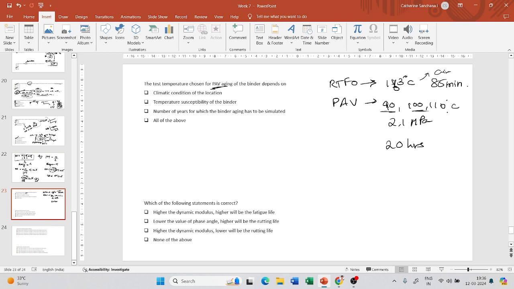So what temperature will you pick for doing the PAV aging of the bitumen? And we saw that it will depend on the temperature of the place. Okay, not the number of years or the temperature susceptibility. None of these options. So if the temperature of the place is cold, I am going to age the bitumen at 90 degrees Celsius. If it is mild, it is 90 degrees Celsius. If it is moderate, it is 100 degrees Celsius, and if it is high, it is 110 degrees Celsius. So it is going to depend on the climatic location of the place. Now, the next question: which of the following statements is correct?